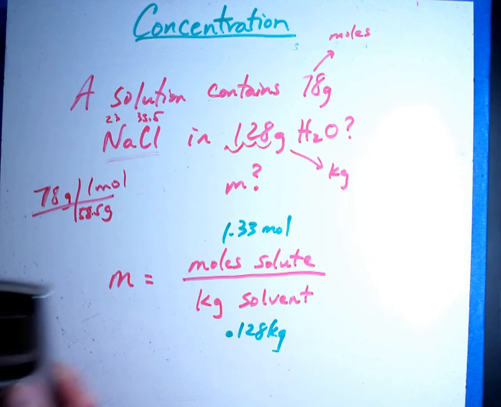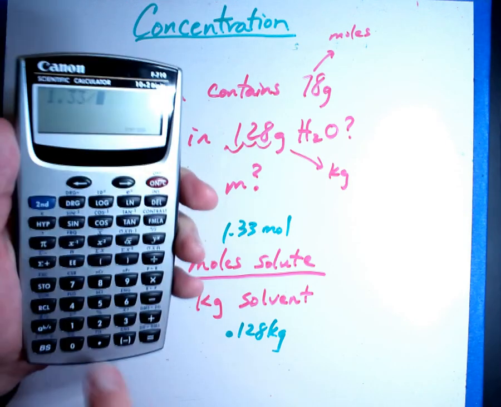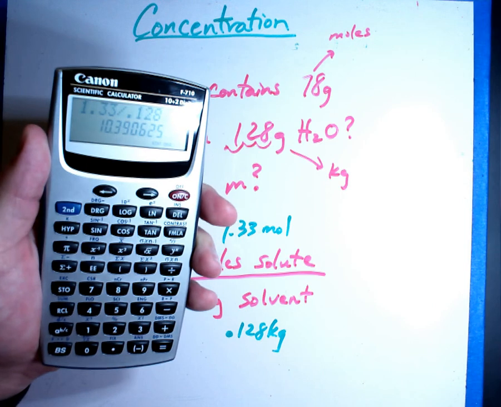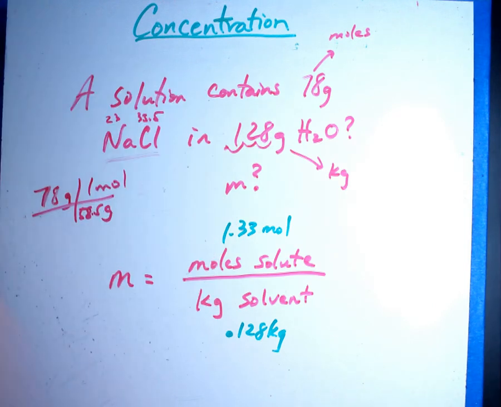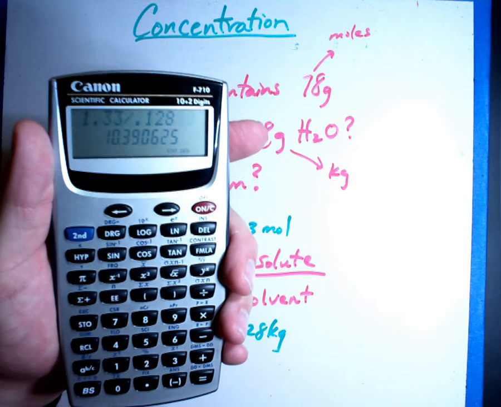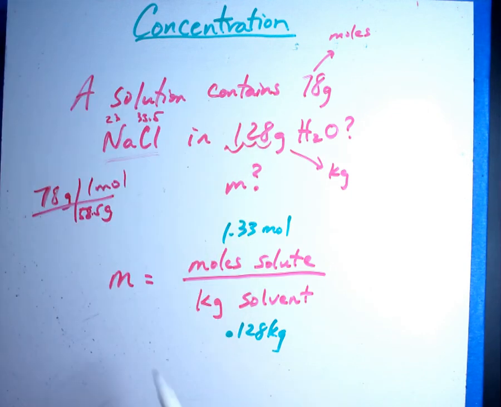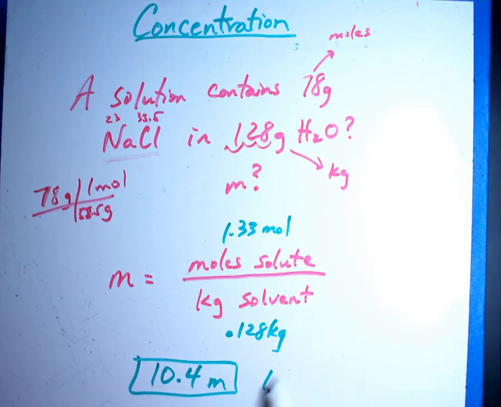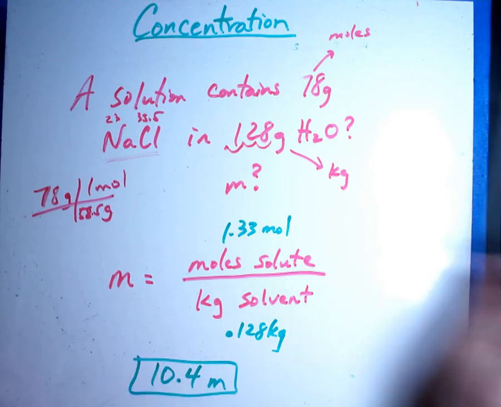So I grab my handy-dandy calculator. 1.33 divided by 0.128. Answer, 10.4. I'll show you that on the screen again, just to make sure you can see it on my calculator. 10.4. 10.4 molal. Now let me show you how that's said. 10.4 molal. It's not written like that really, but since it's molality, that's how it's said. It's just an abbreviation. It's the same math as in the other, except it's the difference between the formula for molarity and molality.